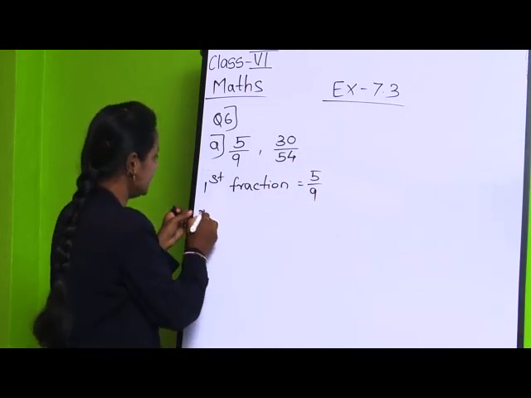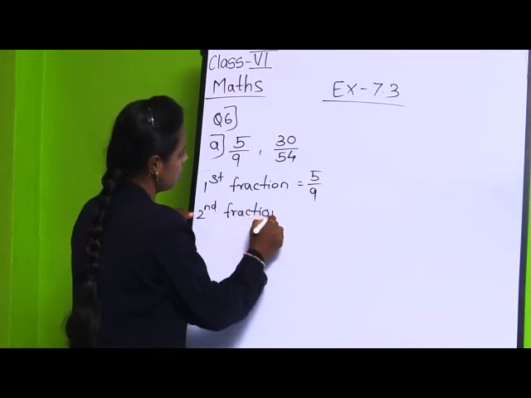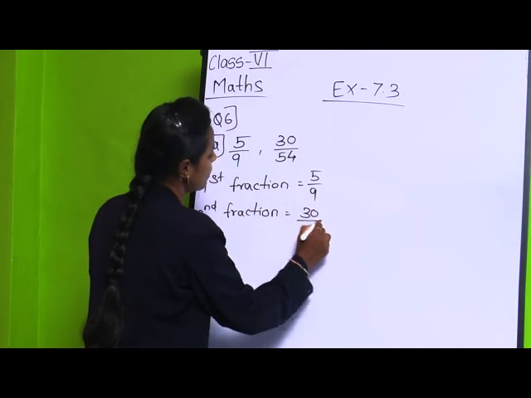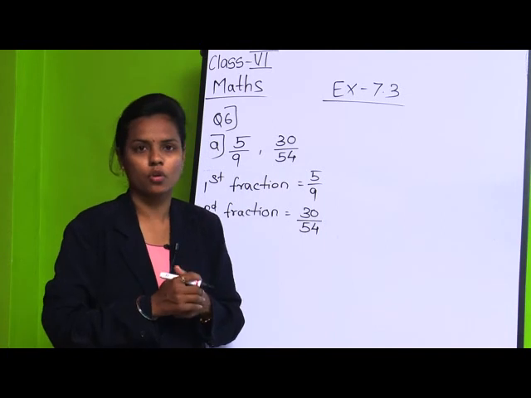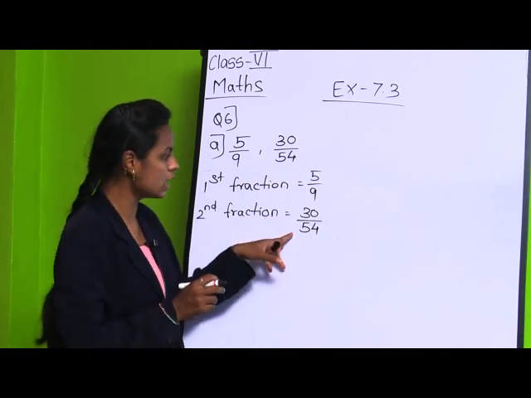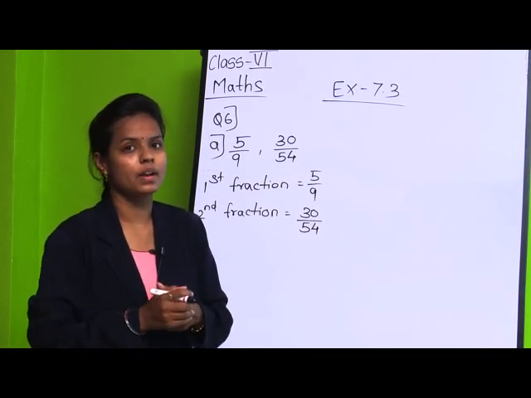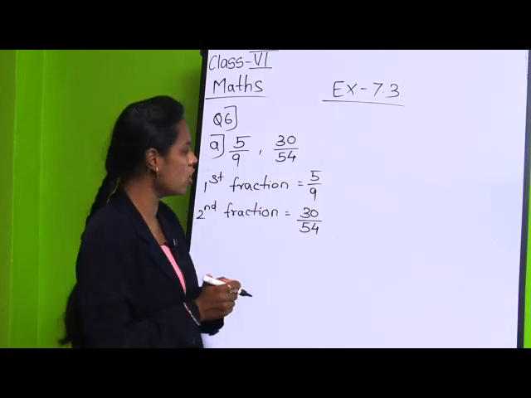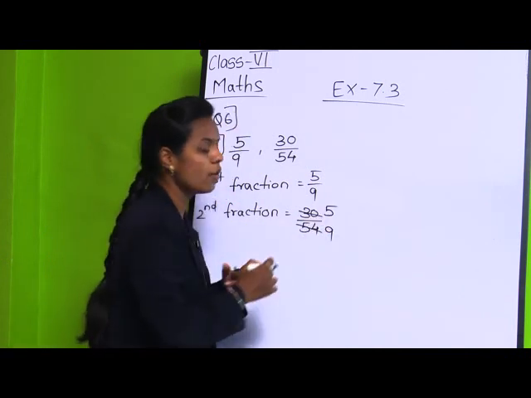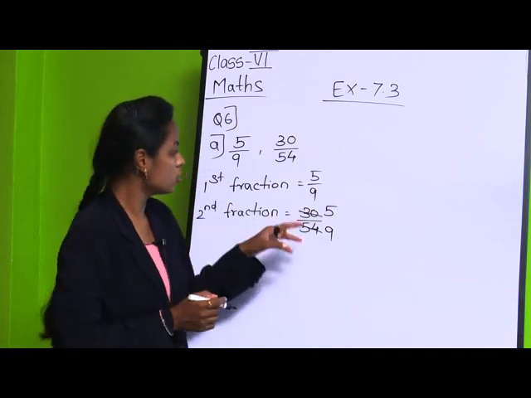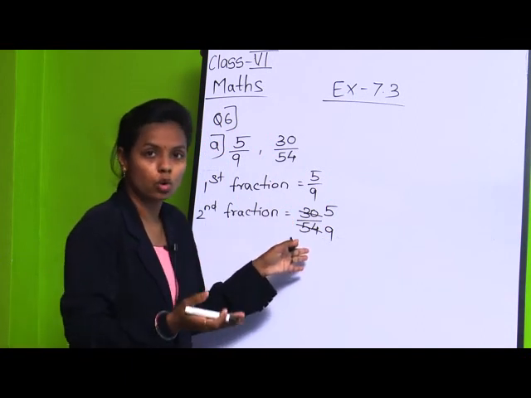The second fraction we have is 30 by 54. I think both of these numbers go in some table. Which table is that? Can you tell me? Yes, it's 6. So 6 fives are 30 and 6 nines are 54. Got it? So we have the fraction 30 by 54, and we need to convert it into lowest terms.